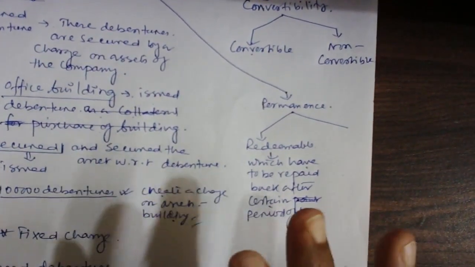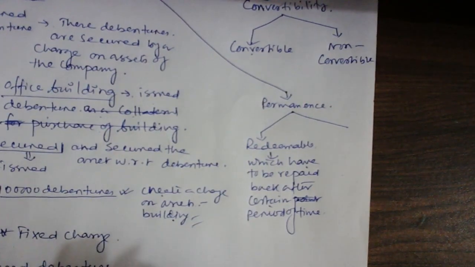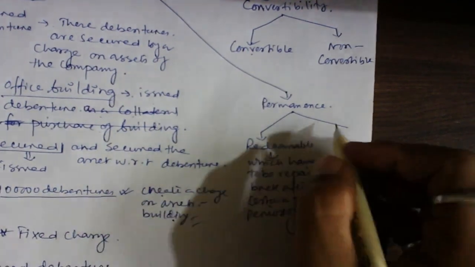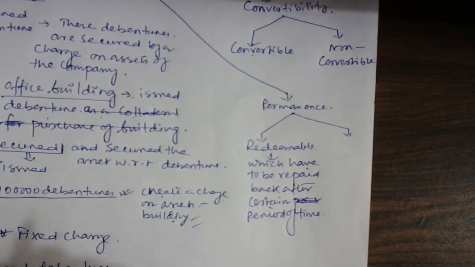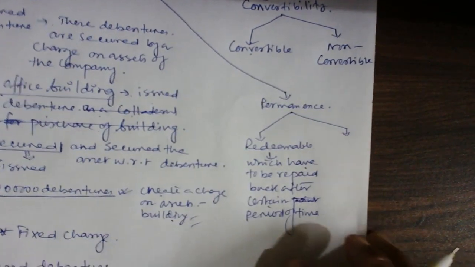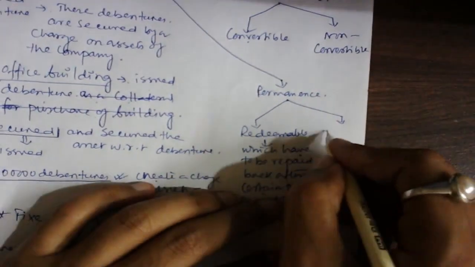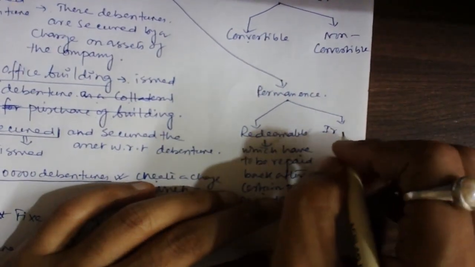And in today's world, all debentures are redeemable, because when debentures are issued to the public, people are more interested in seeing the date of redemption, the date to get back their money. So they first look at the date for redemption, then they invest. Okay, redeemable and then irredeemable.